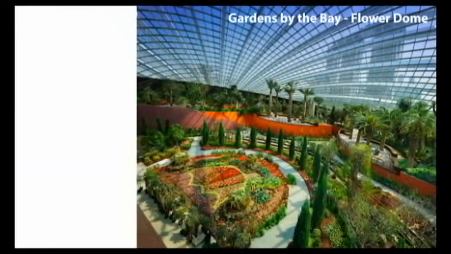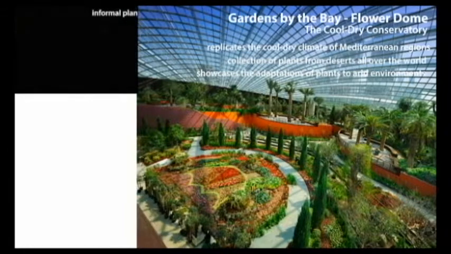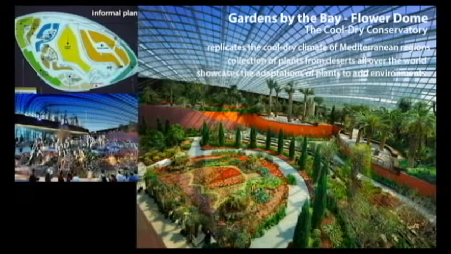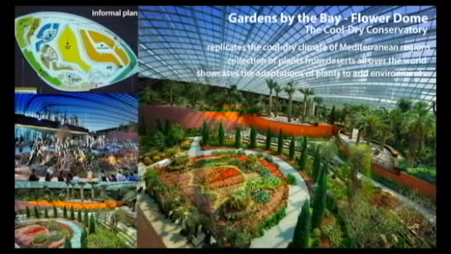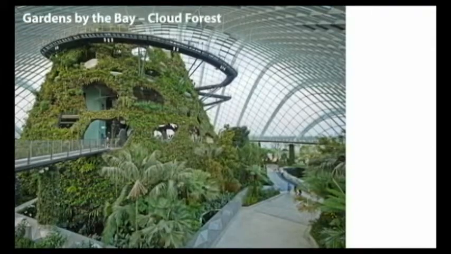Secondly is Gardens by the Bay, the Flower Dome. It is a cool, dry conservatory. The Flower Dome replicates the cool, dry climate of Mediterranean regions like South Africa, California, and parts of Spain and Italy, home to a collection of plants from deserts all over the world. It showcases the adaptations of plants to arid environments. Stop and smell the flowers in the colorful changing displays of the flower field, which reflects different seasons, festivals, and themes. Thirdly, the Gardens by the Bay, the Cloud Forest.